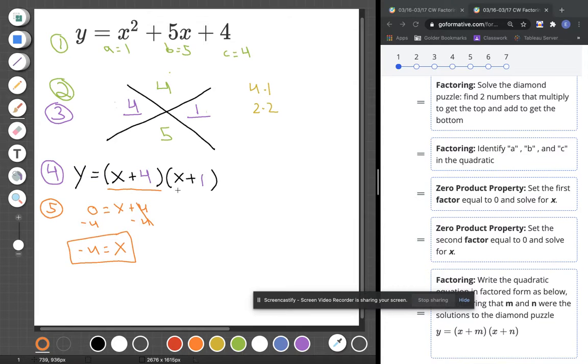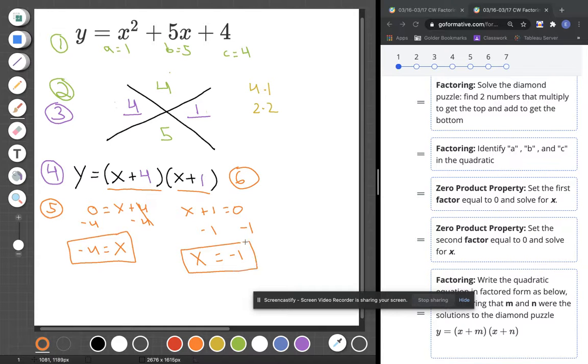Then we do the same thing for the other factor. So x plus 1 equals 0. So that would have been our sixth step over here. And we subtract 1, we get x equals negative 1.